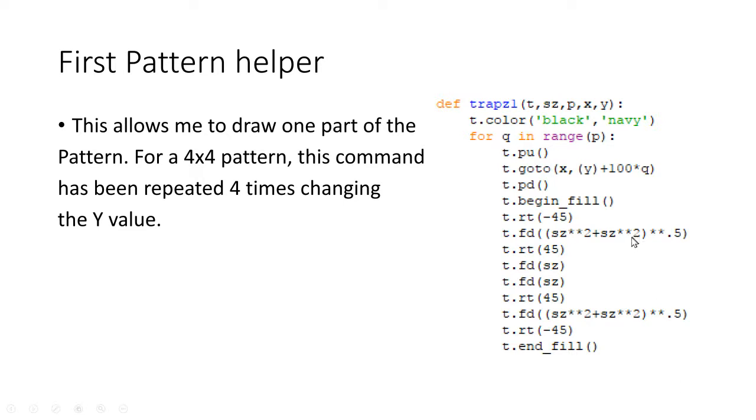And this is the equation for finding the hypotenuse. If you didn't do it like this, the way you draw a trapezoid would most likely not fit the diagonal of the grid or the square. And then we have a begin fill and end fill to color it in as navy, which is what the pattern looked like.